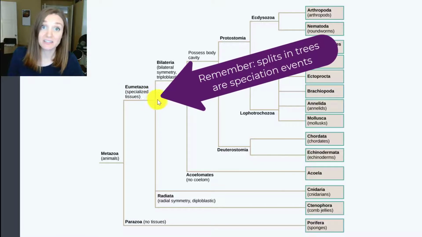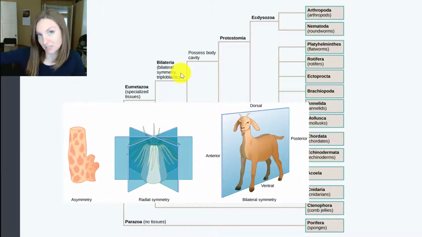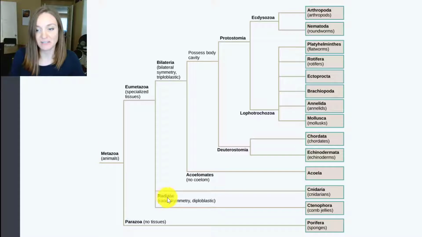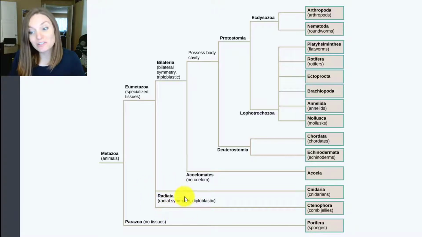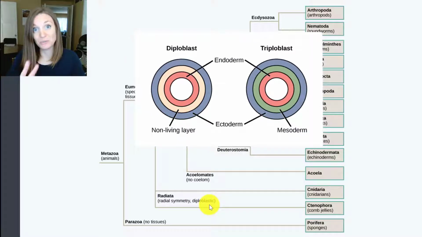Then we get another split right here. This major point has one group that goes on to be all of the bilateral animals, which is most animals. The other end of our phylogeny down here splits off to become the radially symmetrical animals. That's what Radiata means. These groups down here are also diploblastic, meaning that they only have two tissue layers, like we talked about.